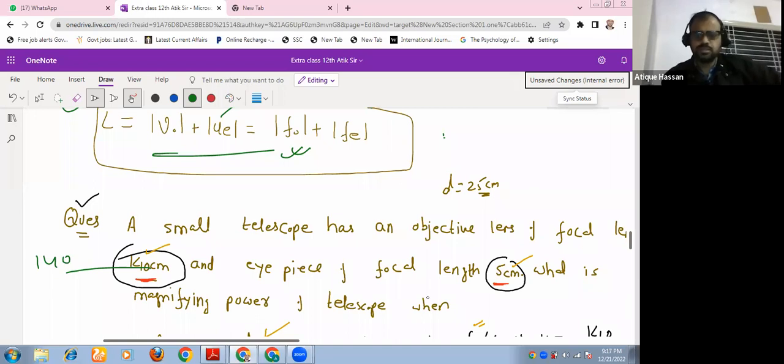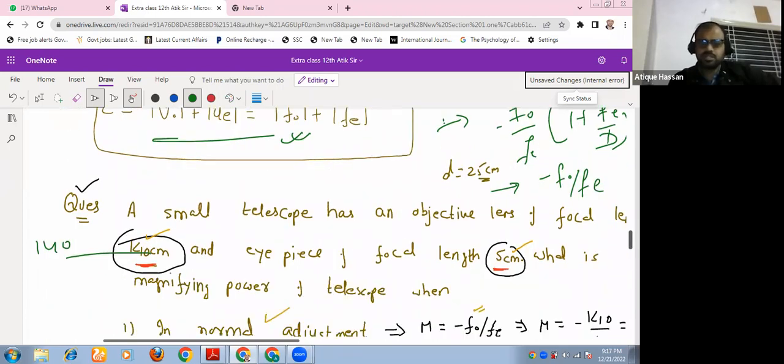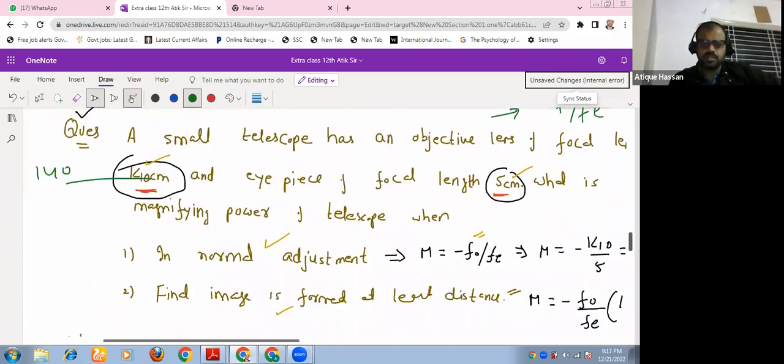What you have to do? Only you have to apply the formula. In the first case, F naught by Fe into 1 plus Fe by D. In the second case, what is the formula? Minus F naught by Fe. Apply the formula, get the result. Let us see.